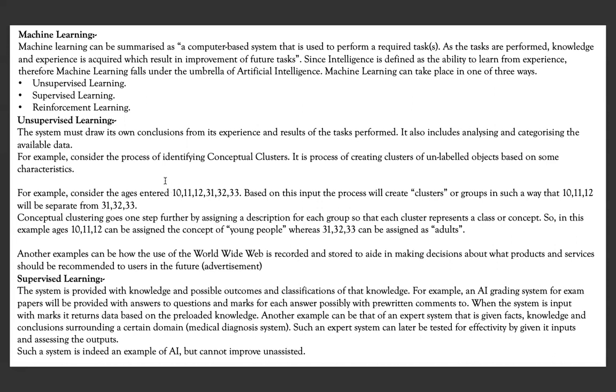Now, since we have created clusters, the next step involves creating conceptual clusters. Conceptual clusters go one step further by assigning a description to each group. So for example, the first group we created, 10, 11, 12, we can categorize with a concept as young people. Same thing, we can assign another concept to the second group created as adults.